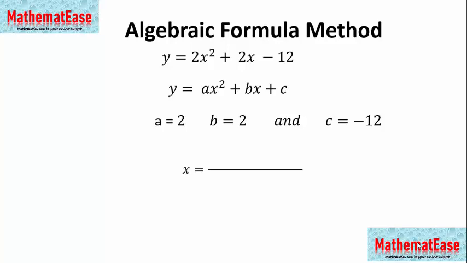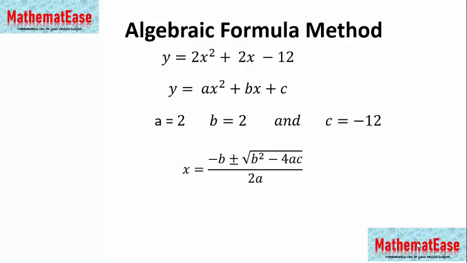So this is the formula for quadratic. The formula is x = (−b ± √(b² − 4ac)) / 2a. That is the formula. I see this method as a lazy method, because you just plug in. Where you have b, put 2 there. Where you have a, put 2 there. Where you have c, put −12 there. Then you are good to go.